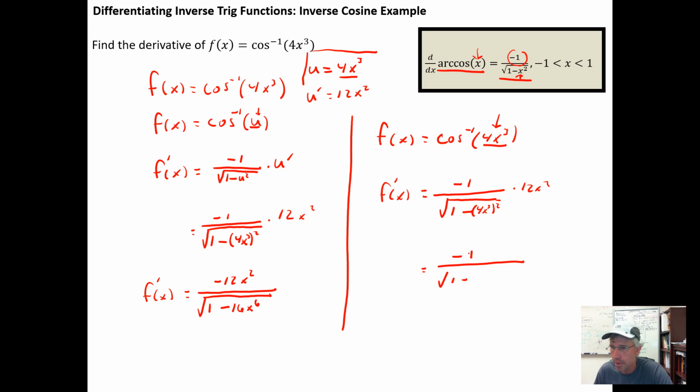and then simplify just like we did when we did the u substitution. We get 1 minus 4 squared is 16. x cubed squared is x to the 6th. Pull my square root over the entire thing, and I probably want to move the 12x squared into the numerator position.